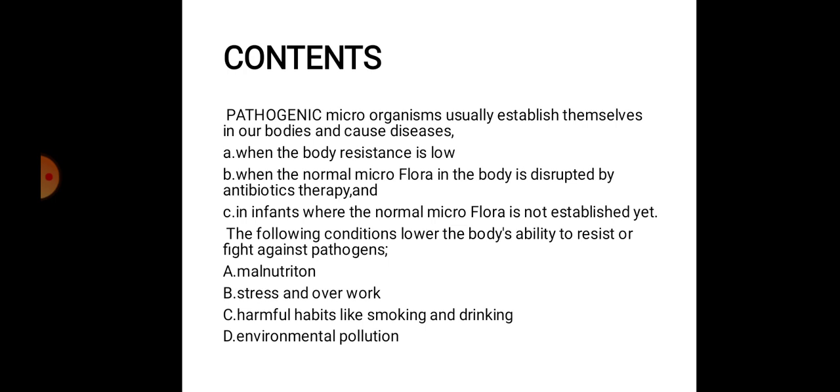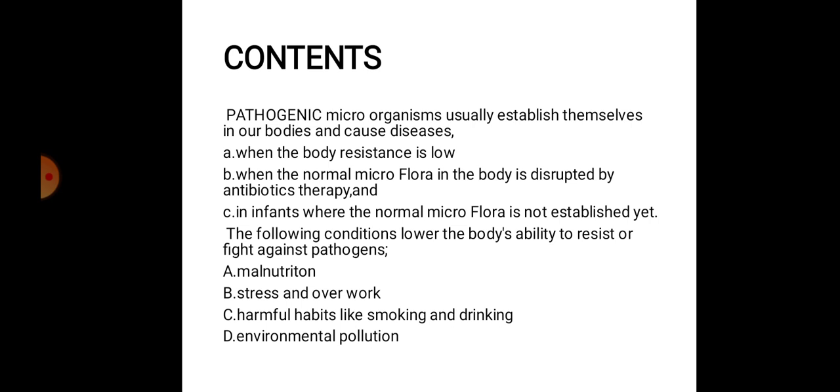Number one, we have A, malnutrition. When you don't eat well, even if the food is balanced, if we are not well fed, it can lower the body's ability to resist pathogens. So if you are eating a balanced diet, make sure you eat well and are well fed. Don't eat half and remain half. You have to feed well. By so doing, you are boosting your immune system. If you don't feed well, that is malnutrition, and that condition will lower the body's ability to resist pathogens.